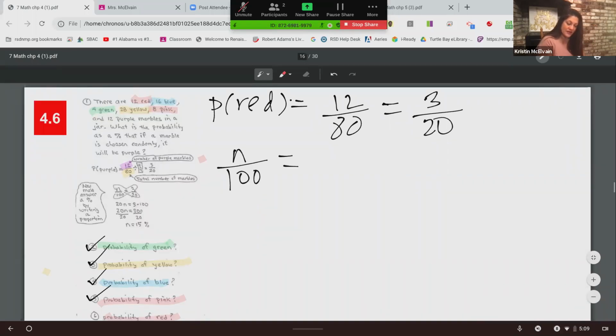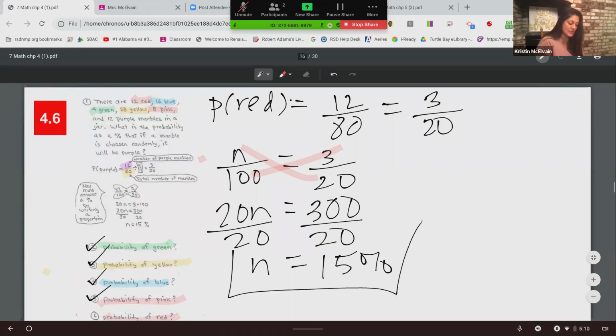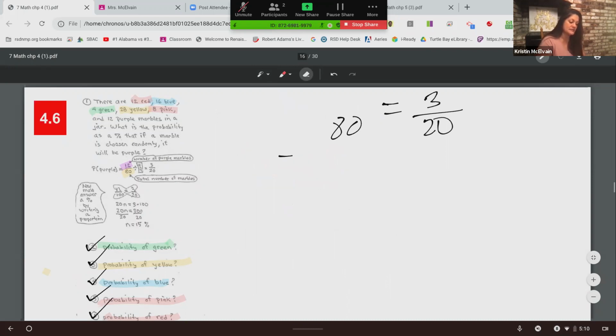Well, what percentage out of 100 is that? Cross multiply gives us 20n equals 3 times 100 is 300. Divide both sides by 20. Well, I know that 20 goes into 100 5 times. So 5 times 3 is 15. So red has a 15% chance. All right. And that one's done. Okay, and I think it's going to switch it up a little bit on us.